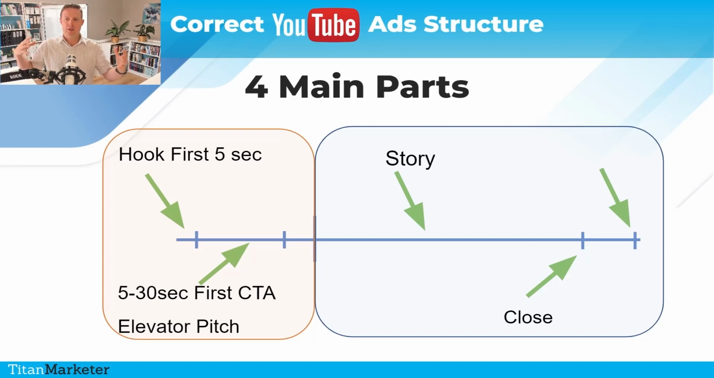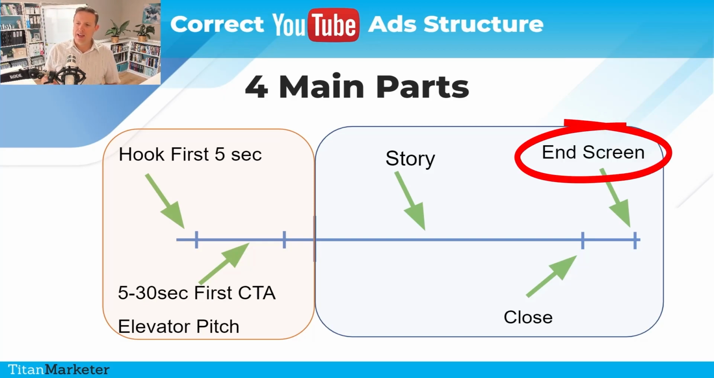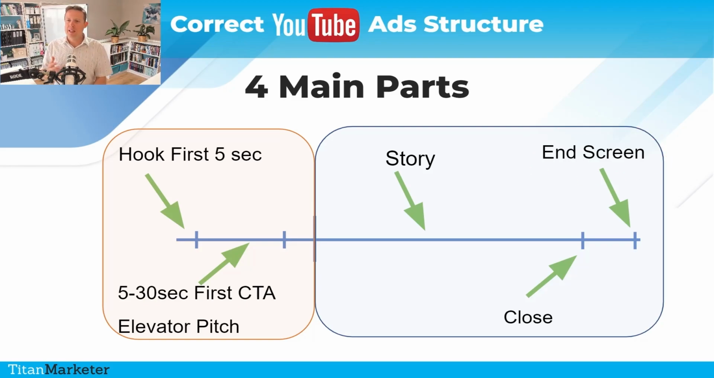But Ben, you said that there was 4 main parts. There's 5 arrows here, okay? Well, that's parts of the ad structure. The 5th part is the end screen, okay? It's not part of your script or your video, but you do need to have it because there's nothing worse than having a YouTube ad that says, hey, click on the link below, and it ends, okay?